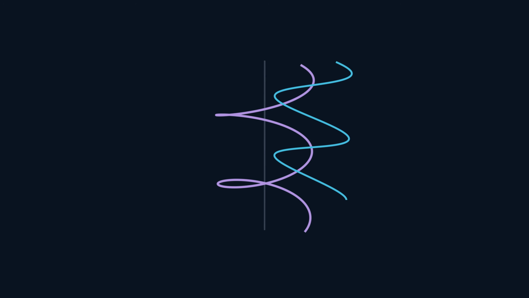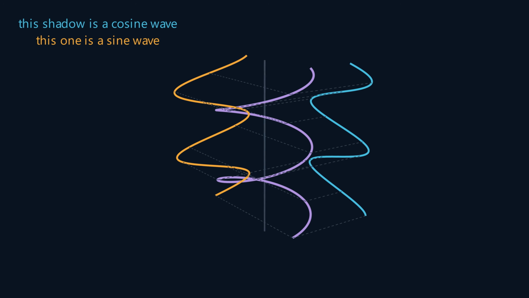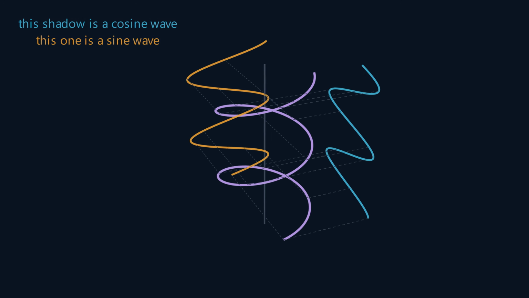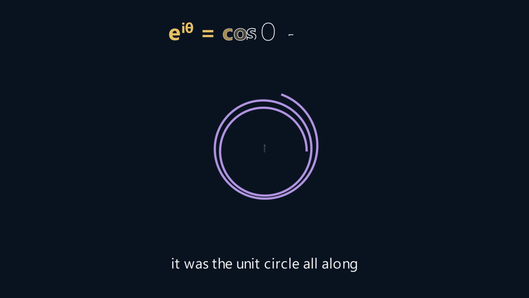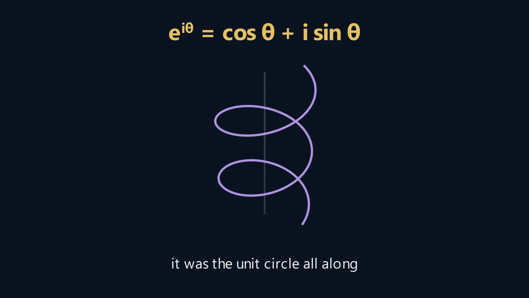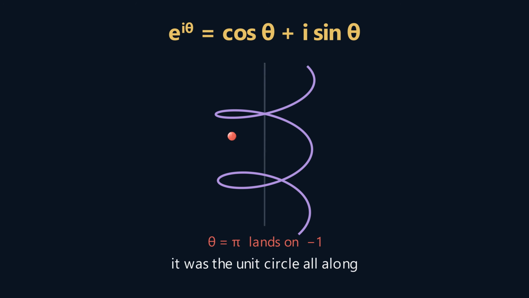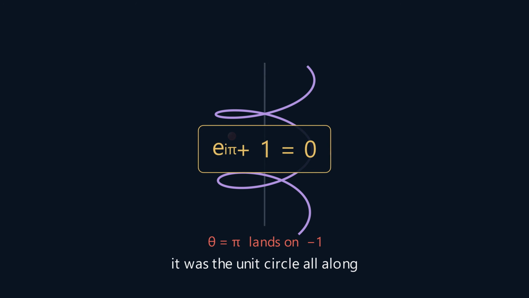And finally, the deepest statement of all. Euler showed that e to the power i theta equals cosine theta plus i sine theta, which says sine and cosine are the shadows of a single object spiraling through the complex plane. Put theta equal to pi, and you get e to the i pi plus 1 equals 0, 5 fundamental constants in one line, and it is nothing more than the statement that half a turn lands you at -1.